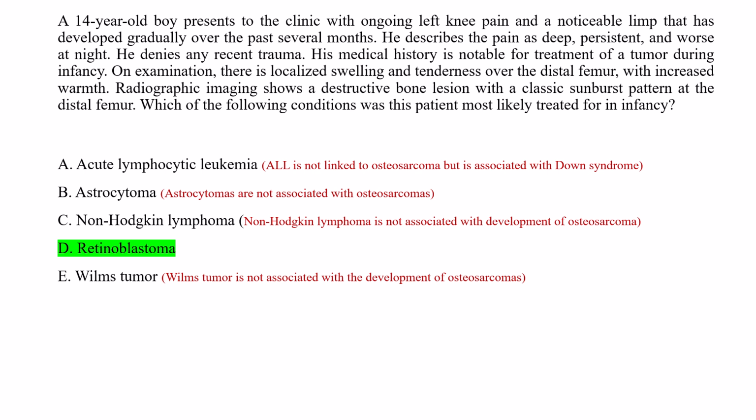It has a slow, protracted course and presents with signs and symptoms of increased intracranial pressure, such as headaches, but there is no clear relationship between astrocytomas and osteosarcomas. And option C is incorrect because non-Hodgkin lymphoma is not associated with development of osteosarcoma. And option E is incorrect because Wilms tumor, which is the most common renal tumor in children, has also not been associated with the development of osteosarcomas.